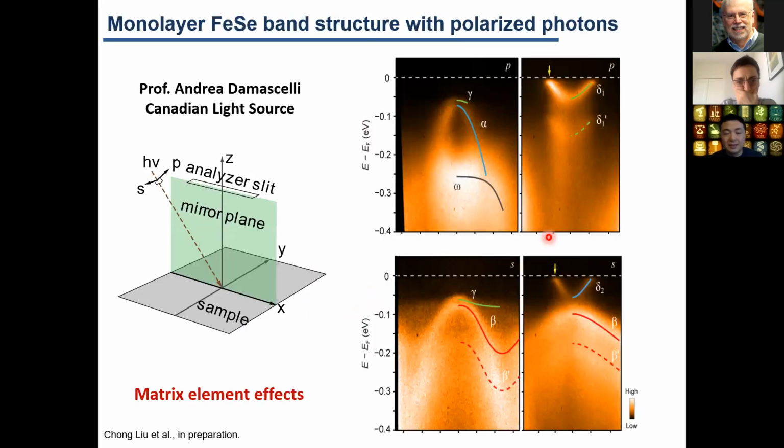So what we can do is create samples, cap and decap them, at the Canadian Light Source using Professor André-Marie Tremblay's spin line there. And we can do polarized ARPES measurements on these samples. By doing that, because of the matrix element effects, we can identify different orbitals by using different polarizations. So for example, if you use P polarization or S polarization, the bands you see will carry different orbital features.